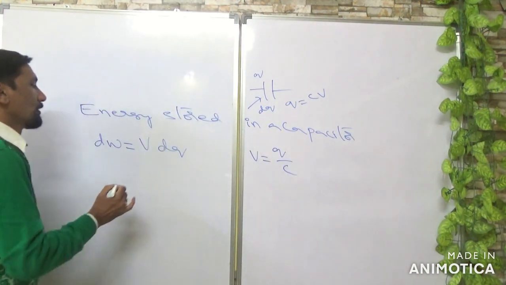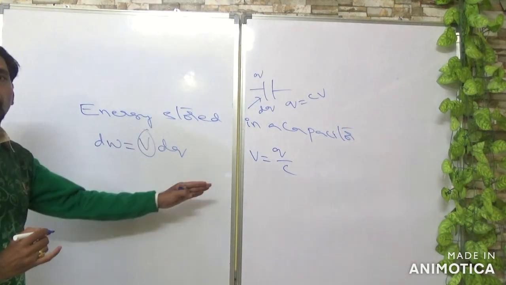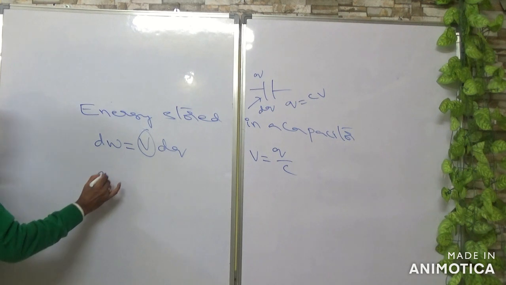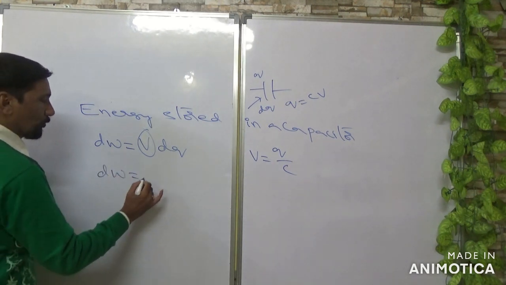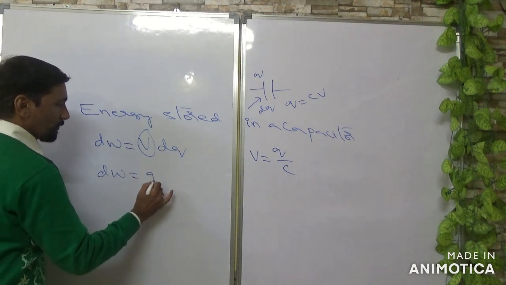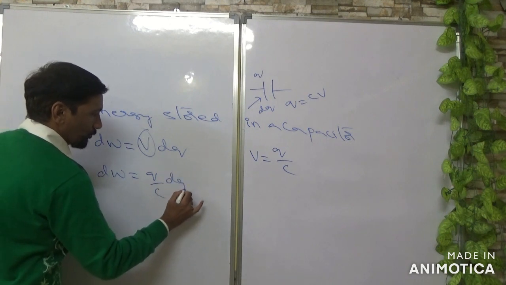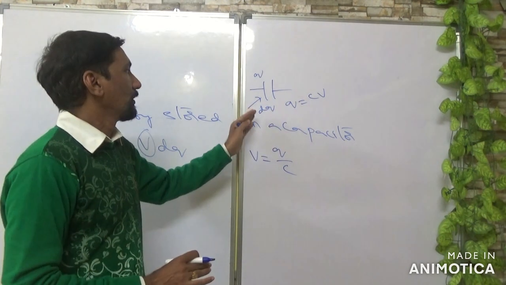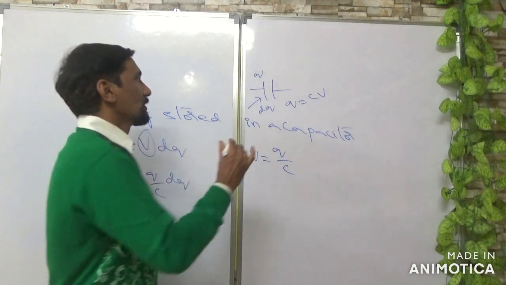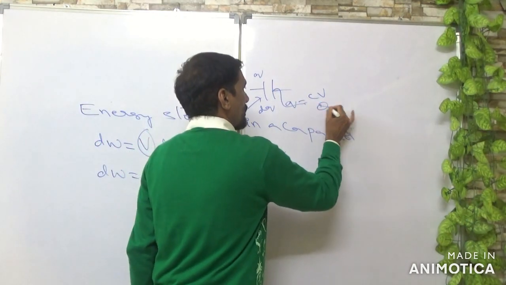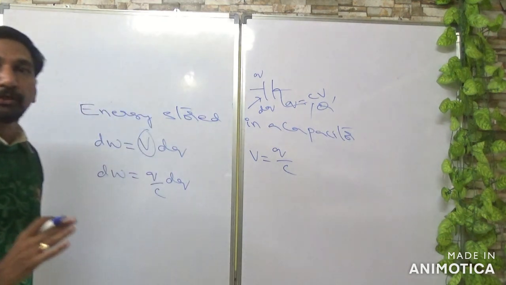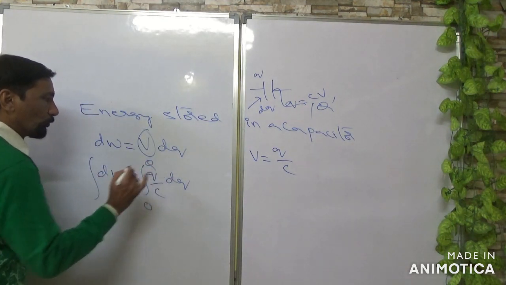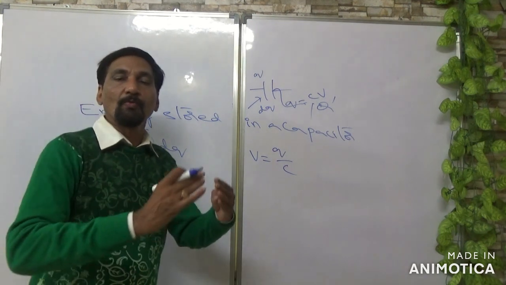Okay, so potential is substituted as Q by C. So work done is equal to Q by C into dq. But this is a small work done in giving dq charge. Let us suppose the capacitor is charged up to capital Q. Then the work done between 0 to Q will give us the total work done.